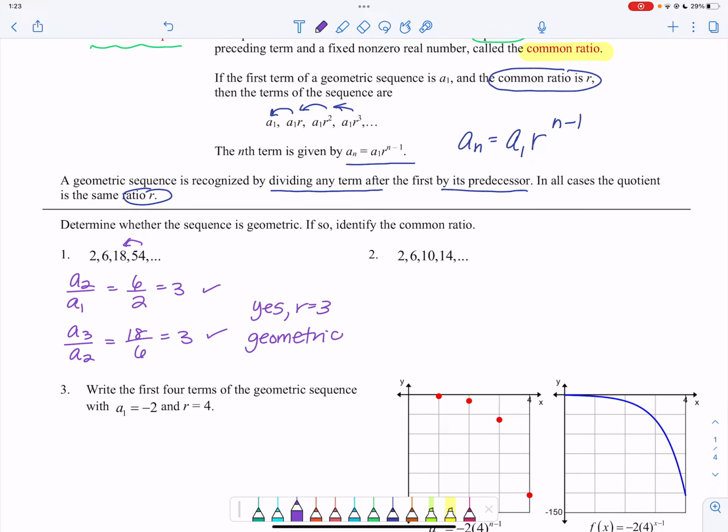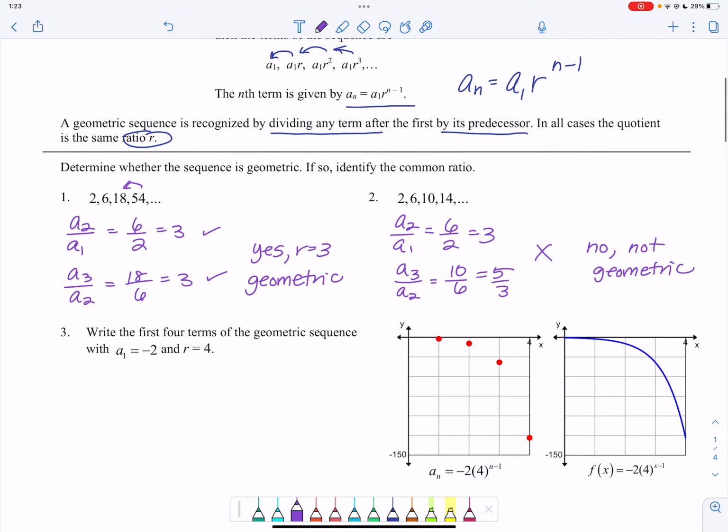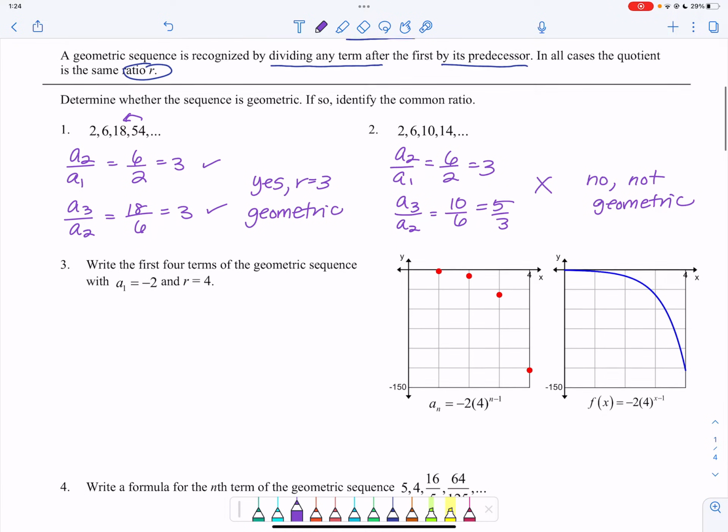Okay, let's go ahead and take a look at number 2. A sub 2 divided by A sub 1 is 6 divided by 2, and that's 3. A sub 3 divided by A sub 2, 10 divided by 6, that's 5/3. So these are not equal. So no, this is not a geometric sequence, okay? That common ratio has to be the same.